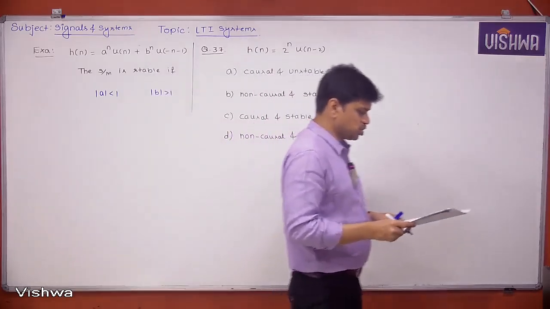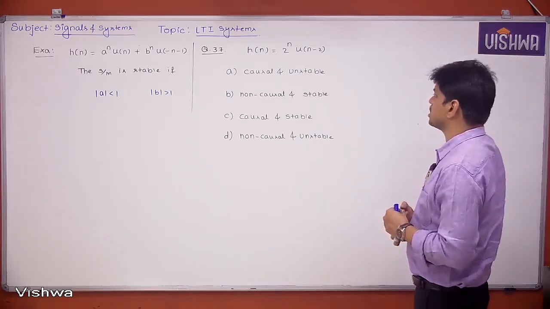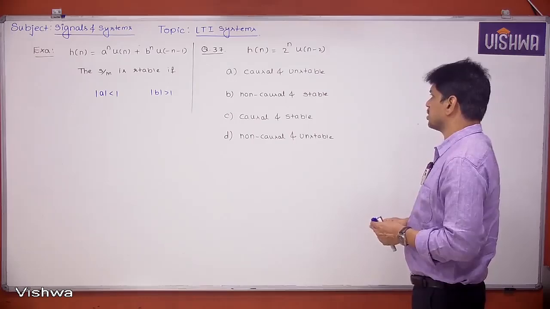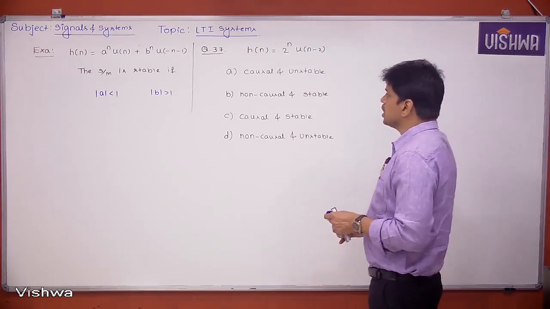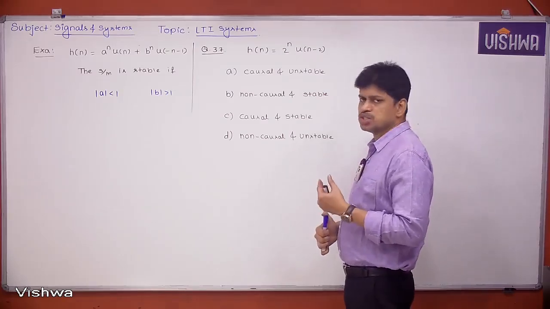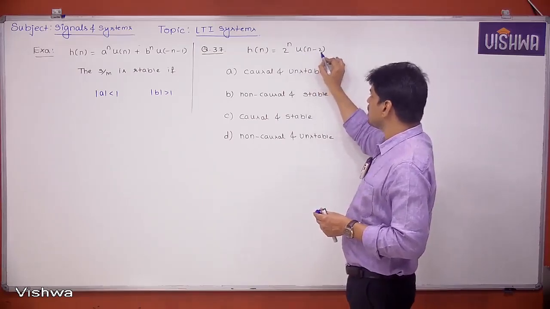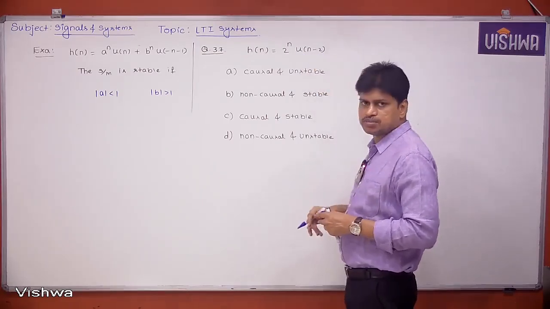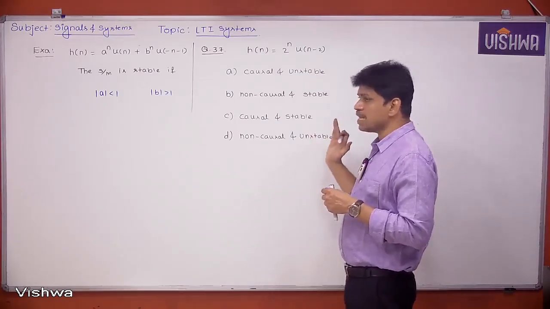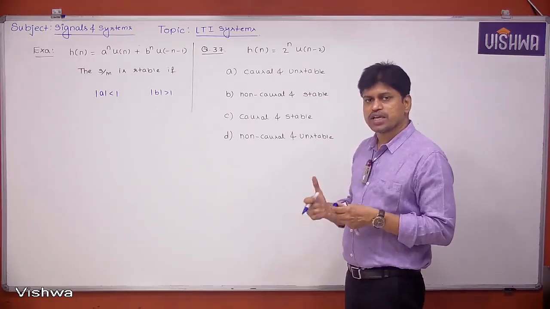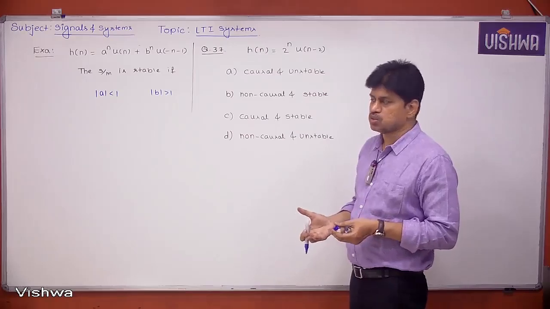So you tell me which option is going to be the correct one. For this h of n, meaning the system has an impulse response like this, which one is the correct answer? First, whether it is causal or non-causal. What did I tell you? If it is a causal system, h of n has to be 0 for n less than 0. If you observe carefully, u of n minus 2 means it exists from 2 to infinity. So h of n has to be 0 for n less than 2. So for n less than 2, the values are 0. That means h of n is 0 for n less than 0 also. That's the meaning of it.